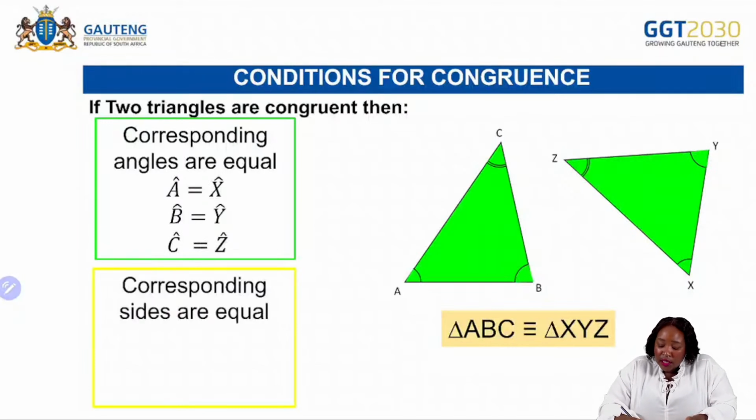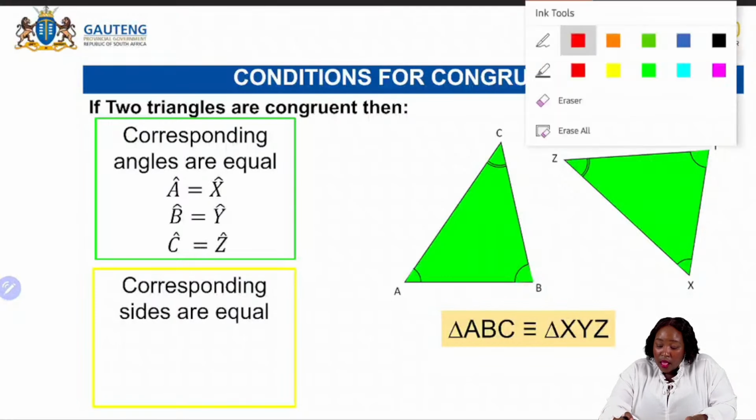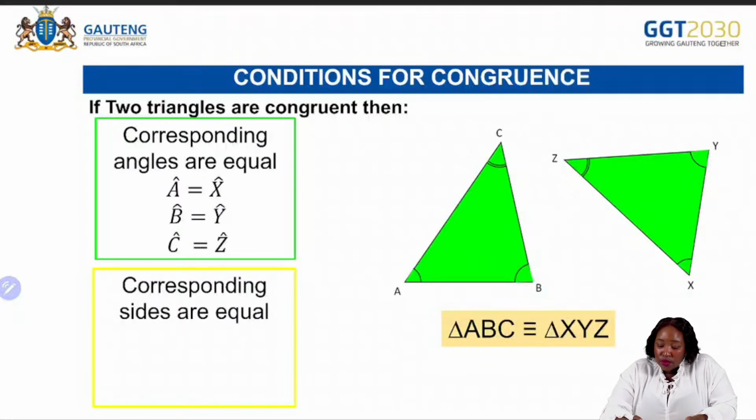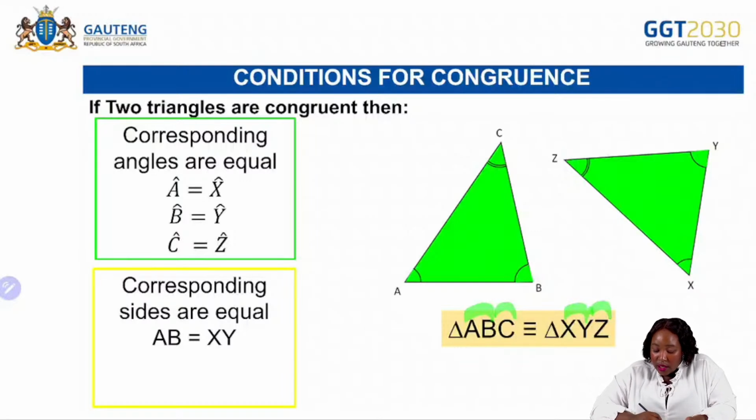Now with your corresponding sides, you can still use your eyebrow smile concept. Let's use, I like green eyebrows. The idea of having green eyebrows is fun. So that would mean AB will be equal to XY, right? See, and then you can have BC equal to YZ. I hope that makes sense.